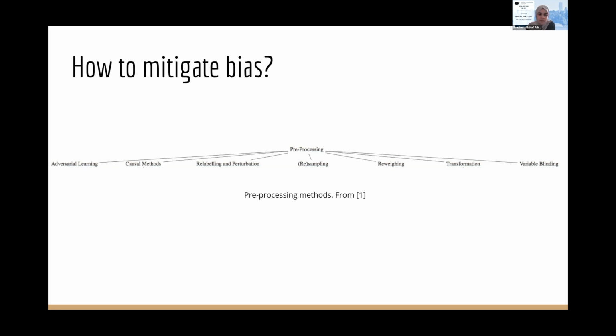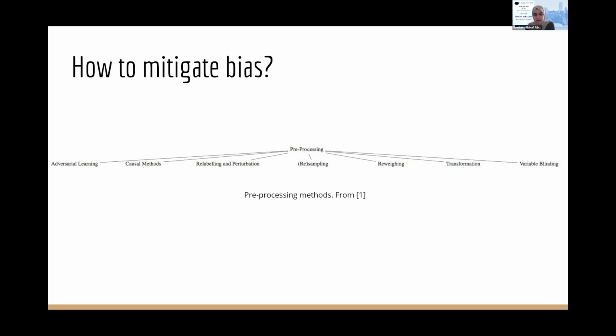Relabeling and perturbation, you could also read more about that. It's a popular technique right now. Causal methods, and then adversarial learning. Adversarial learning is something that I'm very interested in. It's mainly because adversarial examples are a way to improve the robustness, and that goes well with the definition that I have about bias. And I believe that adversarial learning is still early stage, but it definitely has some promising future for mitigating bias. So these are different techniques that you could use to mitigate bias.